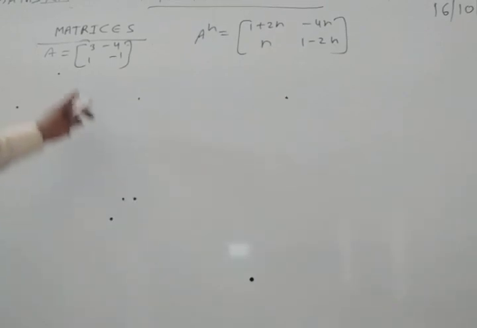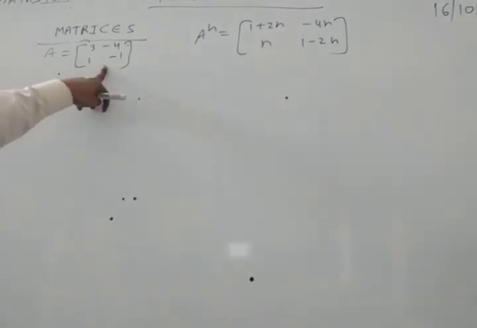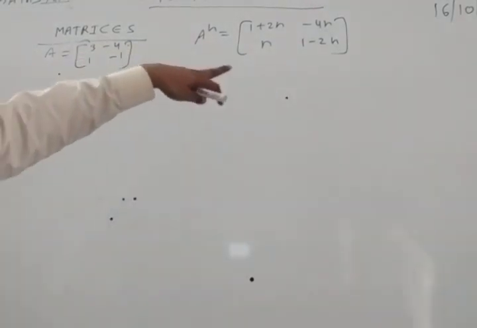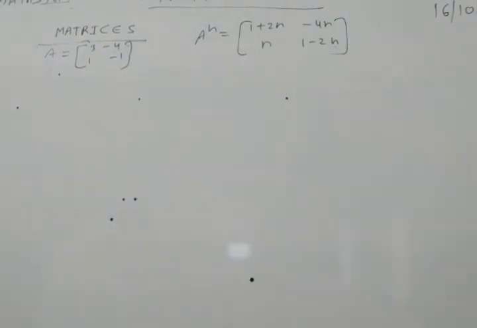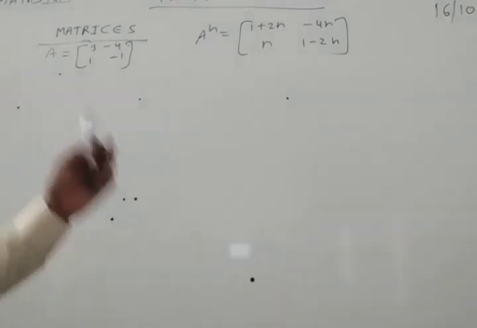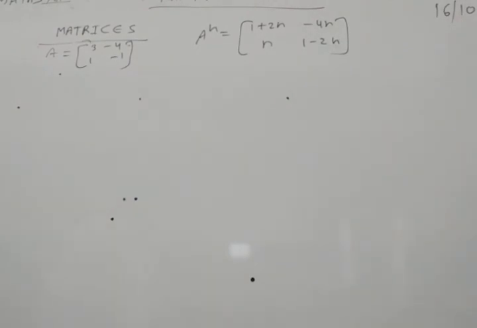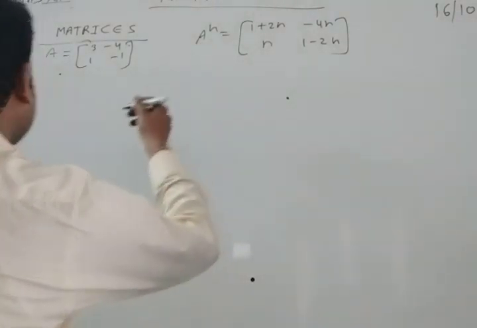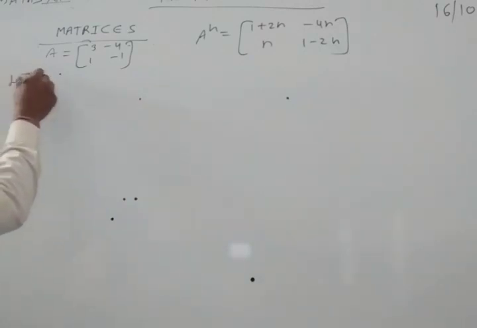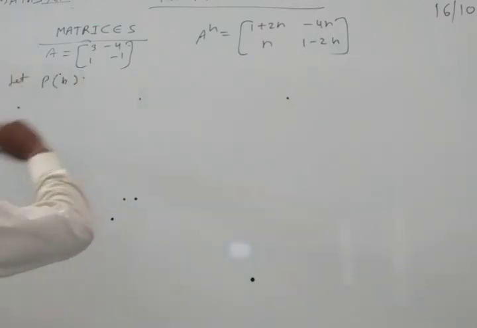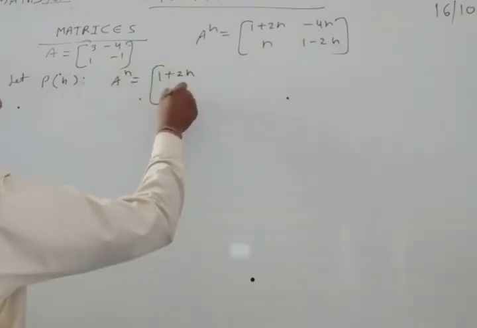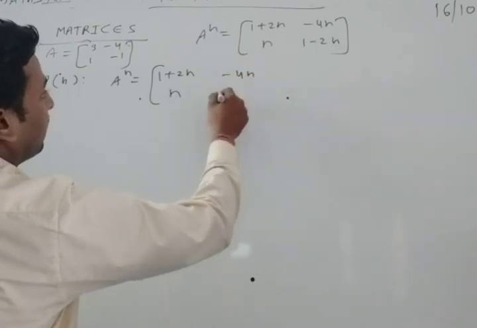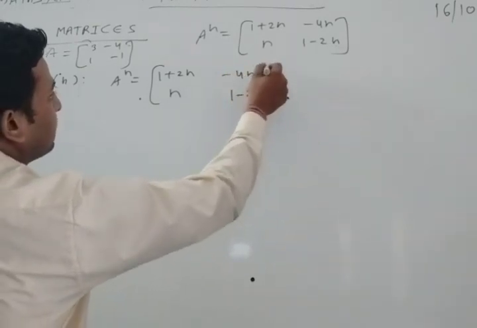If A is equal to 3, minus 4, 1, minus 1, then we have to prove that A to the power n is 1 plus 2n, minus 4n, n and 1 minus 2n, where n is any positive integer. So again we will prove this question with the help of the principle of mathematical induction. So let's start. Let P n be A to the power n equal to 1 plus 2n, 1 minus 2n.